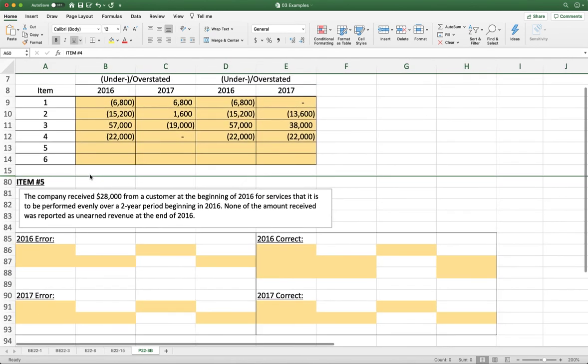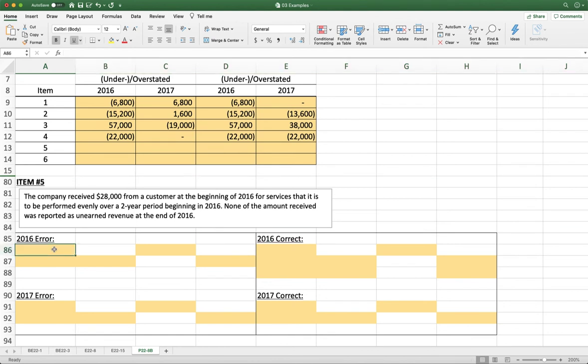For item number 5, the company received $28,000 from a customer at the beginning of 2016 for services that are to be performed evenly over a 2-year period beginning in 2016. None of the amount received was reported as unearned revenue at the end of 2016. Okay, so in 2016 we got cash of $28,000 and we reported it as revenue.